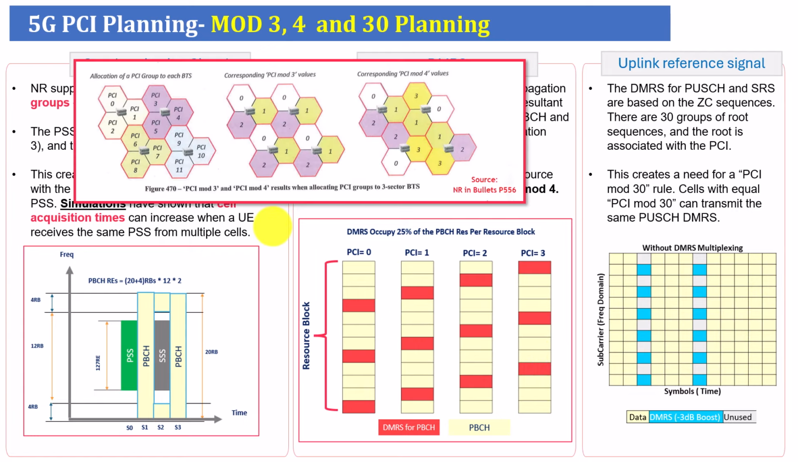Just a quick point to highlight: in case you have a BTS allocated with a PCI group, as you can see here with, for example, three consecutive PCIs, this will directly lead to both PCI mode 3 and mode 4 being satisfied within the same BTS. So in case you have this kind of consecutive PCI allocation, this will achieve both modes together. And again, this will be done by the tools.